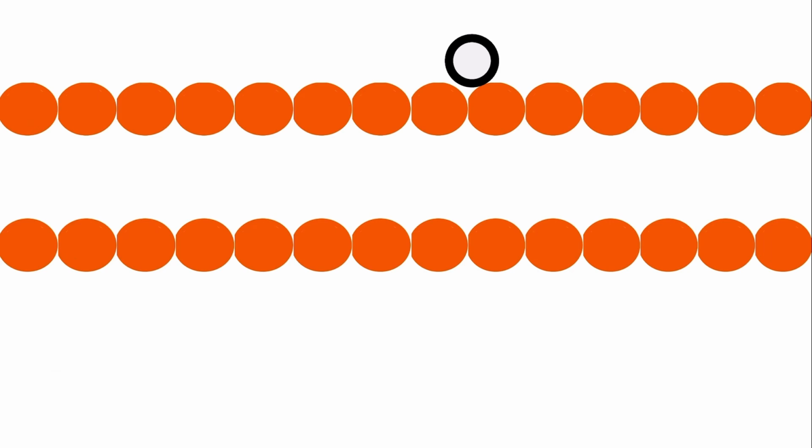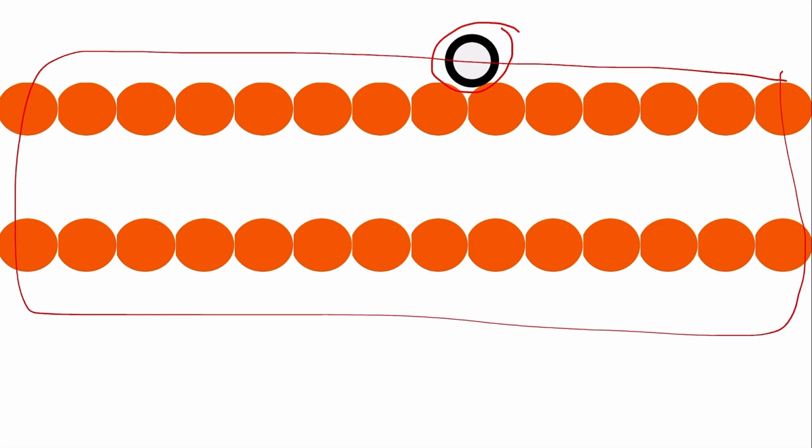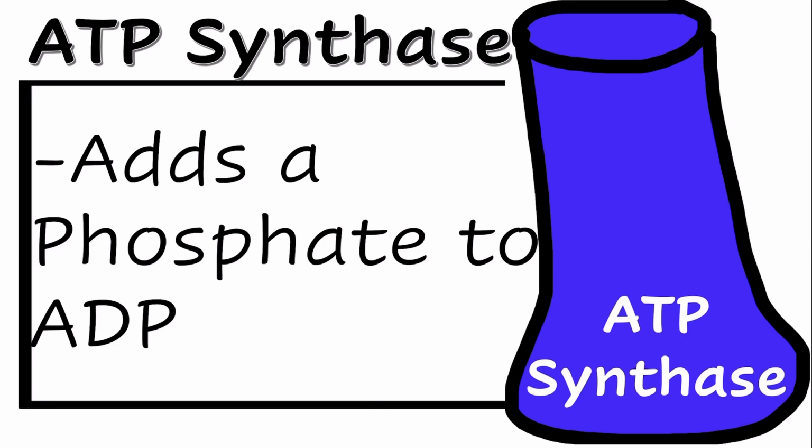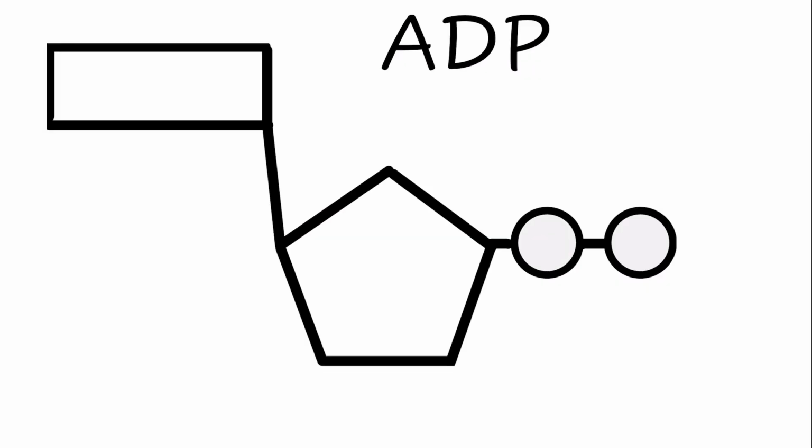Ions like the H+ can't travel through the cell membranes. For example, this is an ion, and this huge thing over here is the cell membrane. Ions can't travel easily through the cell membranes without something to travel through. They travel through something called ATP synthase. ATP synthase adds a phosphate to ADP. ADP is adenosine diphosphate. ADP has 2 phosphates, but when it gets a third phosphate, it becomes ATP.